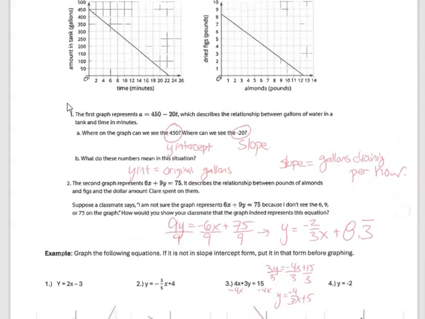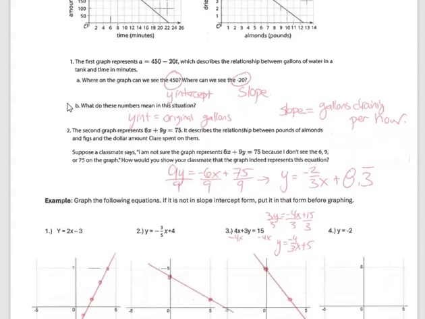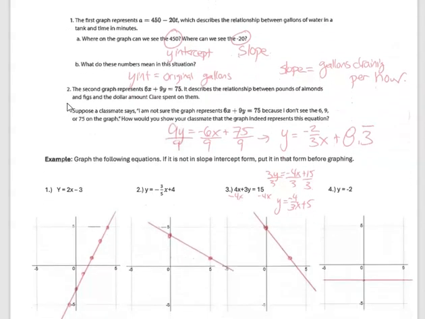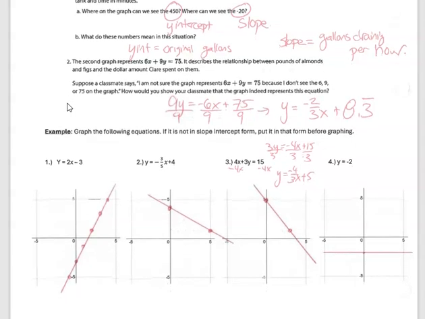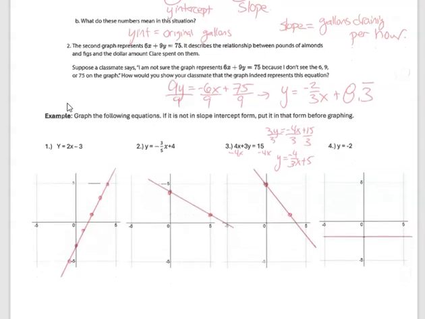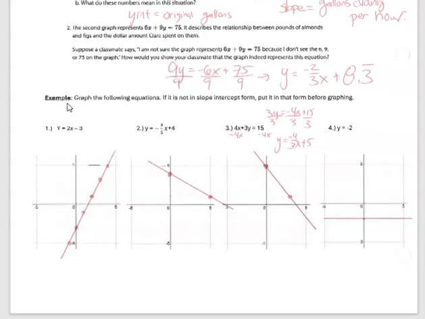Now the next one, when you have it in standard form, once again, you can make a really quick graph using x and y intercepts. But the problem with this is that you can't see your slope or y-intercept. So when we get into slope-intercept form, you can see your y-intercept and you can see your slope.